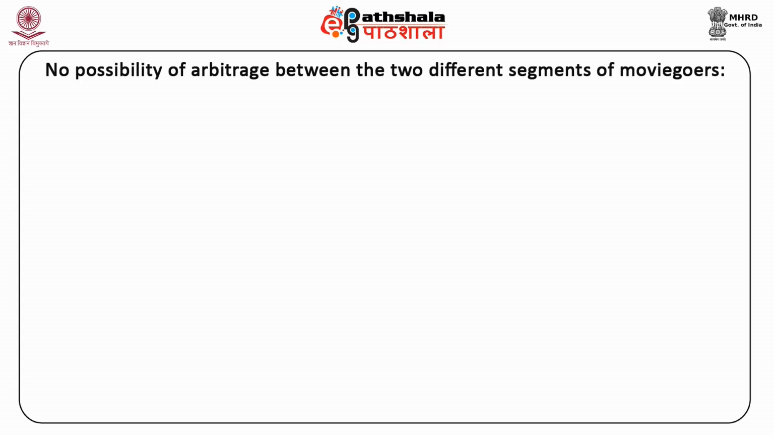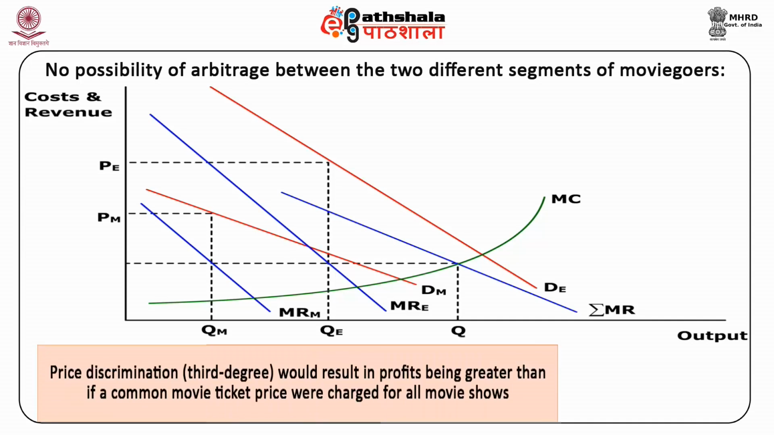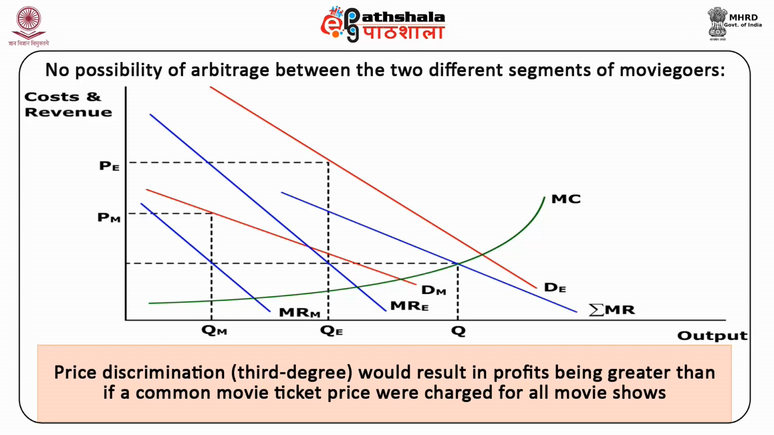Since there is no possibility of arbitrage between the two different segments of moviegoers, the movie theater can increase profits by charging different prices to the two market segments, that is PE to customers watching the movies in the evening or weekend shows, and PM to moviegoers who have the more elastic morning show demand. This price discrimination, that is of third degree, would result in profits being greater than if a common movie ticket price were charged for all the movie shows.